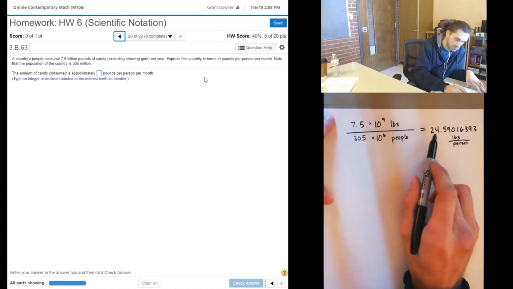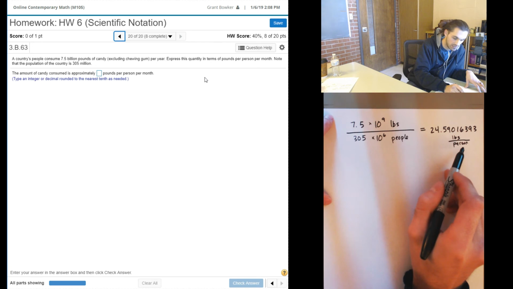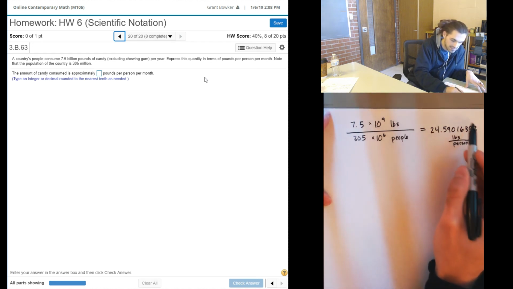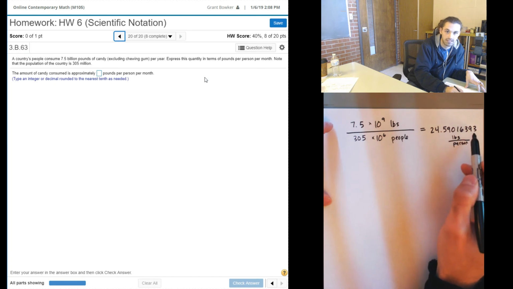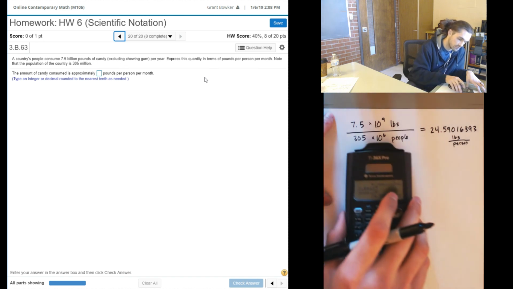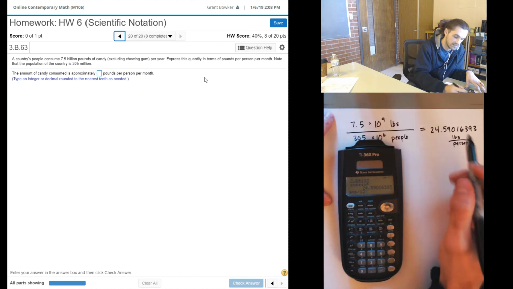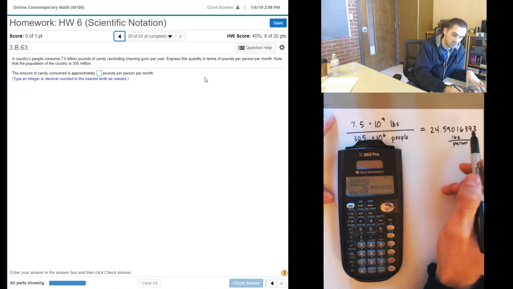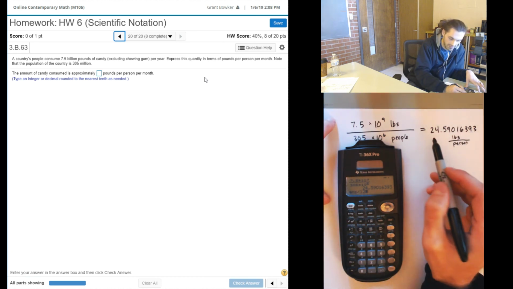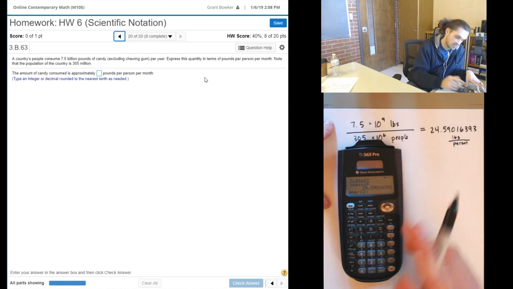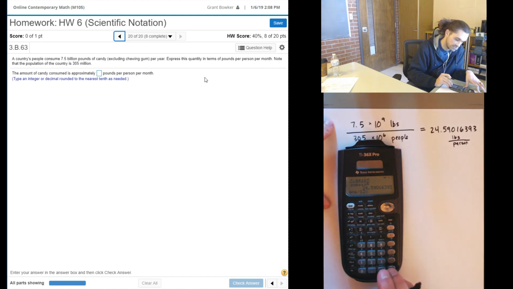So this is pounds per person per year, and we want to get this per month. So this is the amount of pounds per year. To get the amount of pounds per month, well, there's 12 months in a year. So we'll take our result and divide it by 12. This is 24 and change pounds per person over a year's time. So to get it in a month's time, we need to divide by 12.